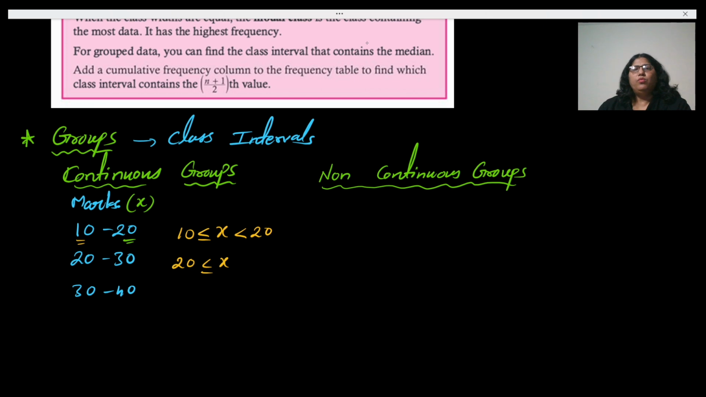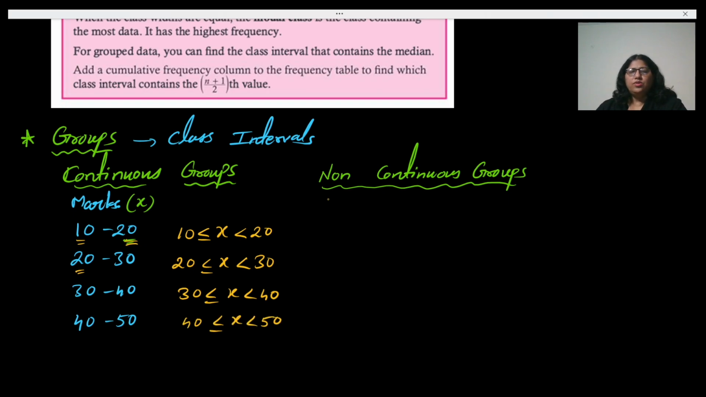I can take one more, 40 to 50, for any test where marks are given in these intervals. This is the meaning of continuous groups: the upper limit of one interval becomes the lower limit of the next interval. So here it is less than 30, meaning you cannot include 30 in the second interval. Then 30 is less than or equal to x, less than 40. Again 40 is excluded from the third interval, but included in the fourth interval. This is called continuous groups, and whenever we draw any kind of graph, we consider continuous groups.